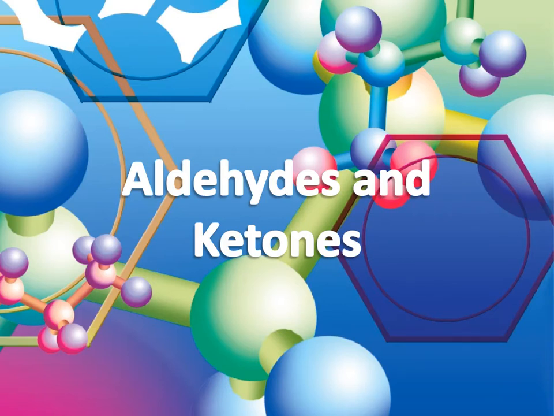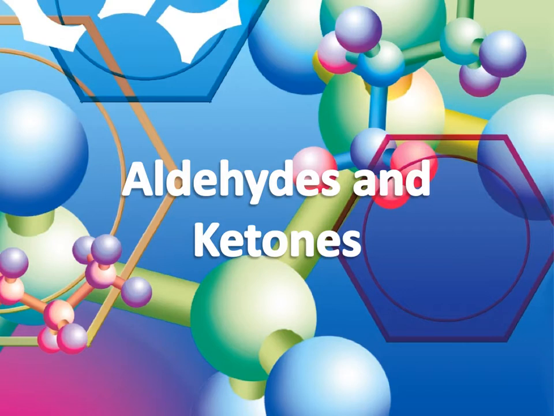So today we're looking at aldehydes and ketones. In a sense, the last homologous series that we looked at in the AS content was alcohols, and from alcohols we were able to make aldehydes, ketones, and carboxylic acids, depending on which type of alcohol we had to start with, whether it was primary or secondary.